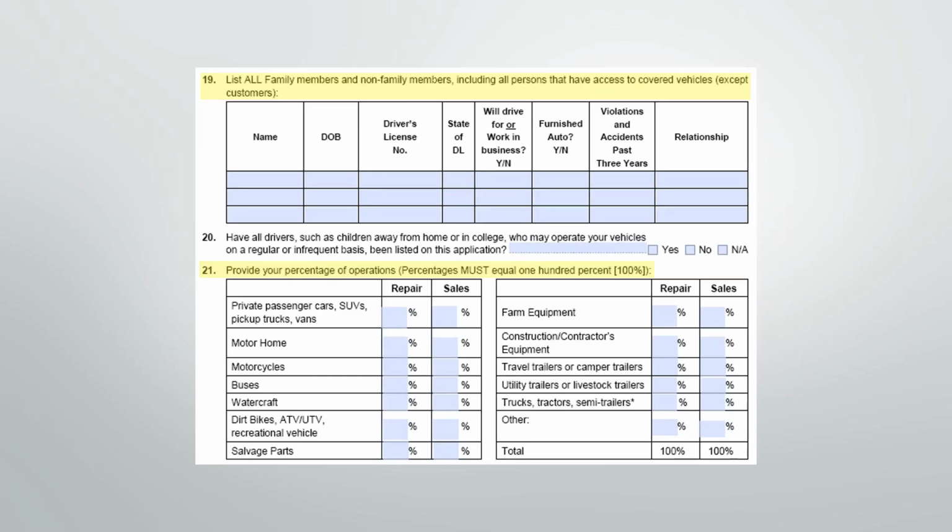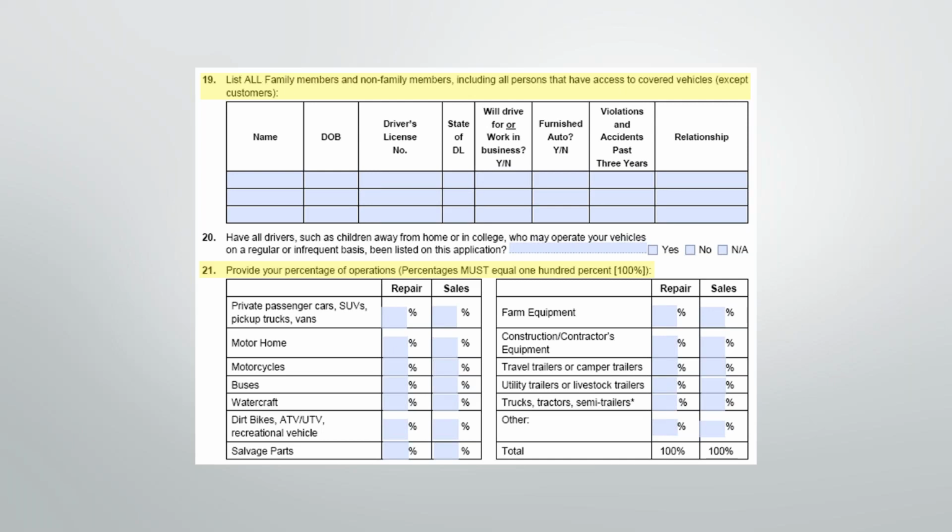And the next question below that is asking for family members and non-family members that have access to covered vehicles. So maybe you have a spouse that is not working for your business, but you're allowing them to take a vehicle off the lot to go run some errands. Maybe you're a repair shop and you have a scheduled auto and you're allowing your son or your daughter to drive the vehicle around. This is the section where you're going to put their information so that we can rate for them, because it is an added driving exposure.